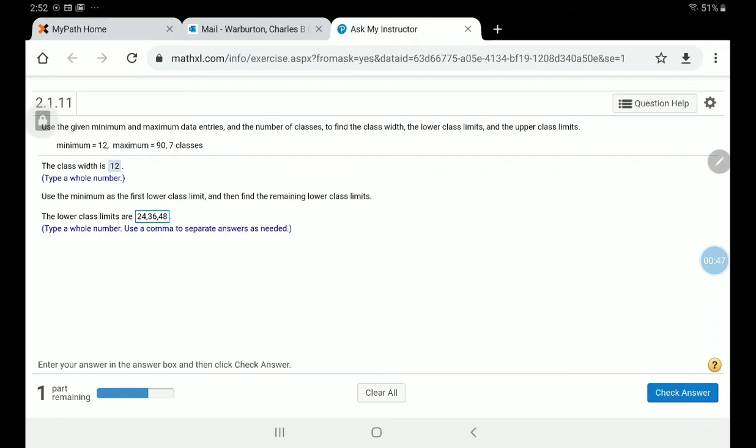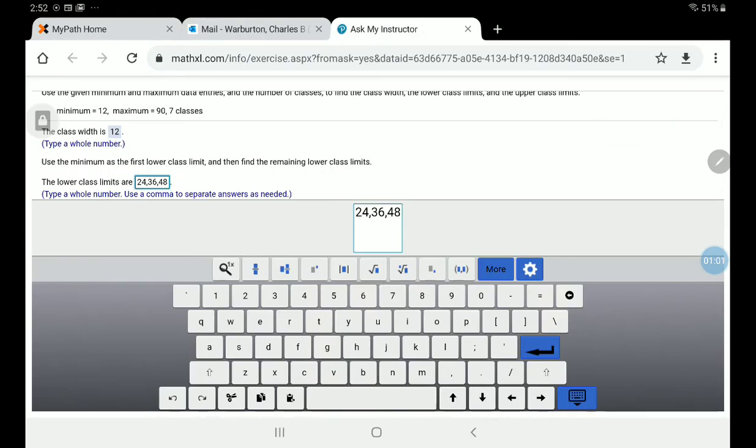Okay, so now they want the lower limits. So for the lower limit, you got to start with the lowest value. You got to start with the minimum. So here we need to include 12 in that. So I'm going to include 12, and then add the class width to each one. So 12, 24 is correct, 36, 48. And then keep adding 12 until you get up to the maximum.